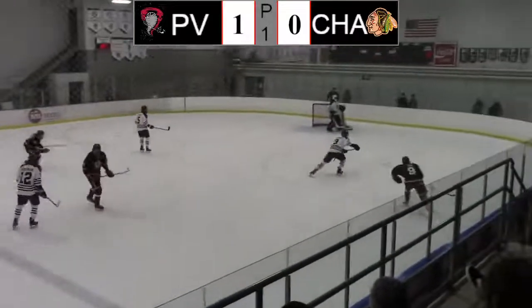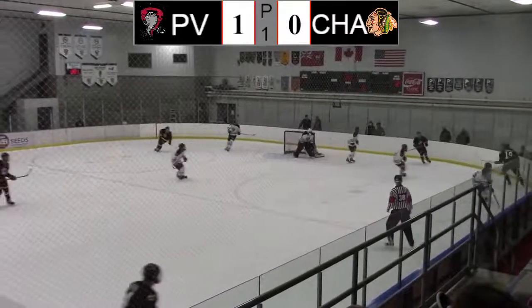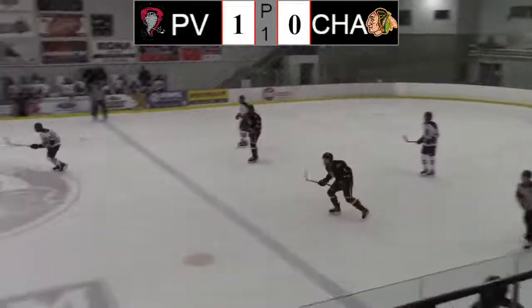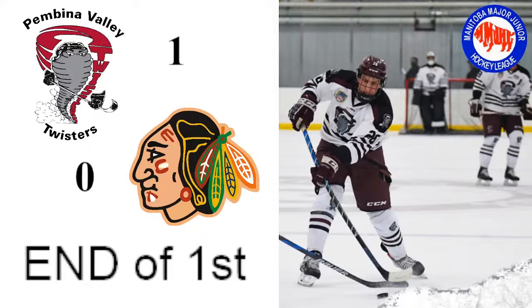Koga tries to get it, but it's going to go over his stick and down the ice. 5 seconds remaining, and the Twisters are going to hold on to that. And that will end the period. After 1 period of play, Twisters lead 1-0 with the shots 14-12 in favor of the Twisters. We'll be going to intermission, and we will see you at the second period.